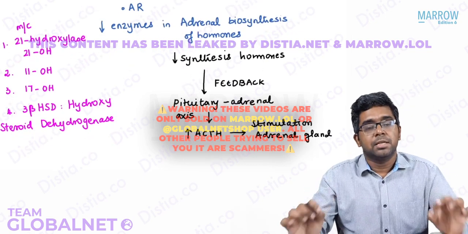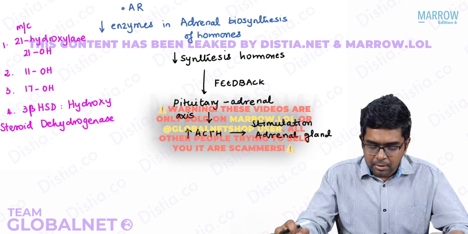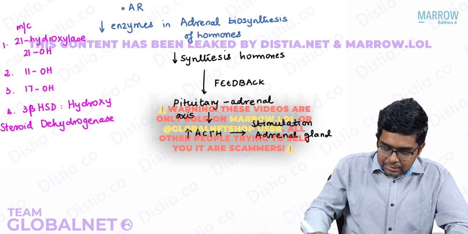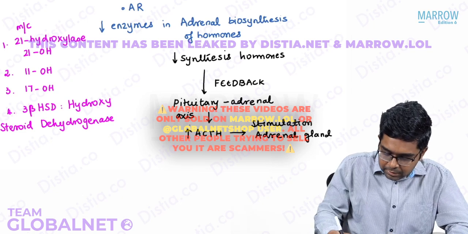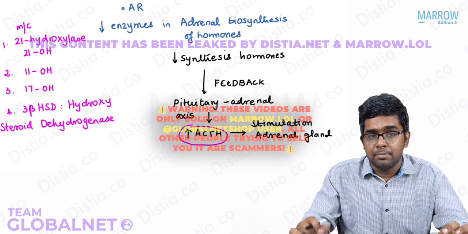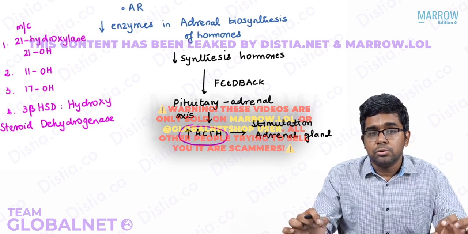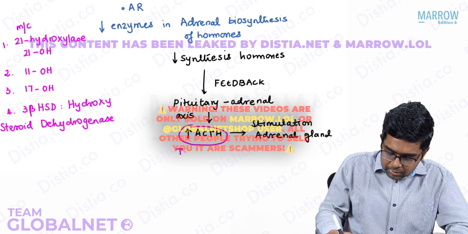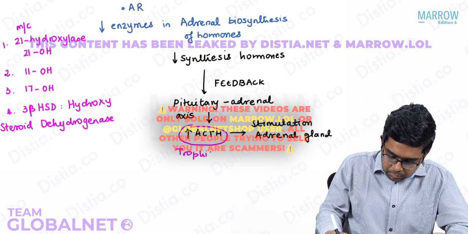This is the basic pathophysiology which happens in congenital adrenal hyperplasia. You can notice in this condition there is increased levels of ACTH, right? If you look at the expansion of the name ACTH, adrenocorticotrophic hormone. Trophic is something which refers to growth.